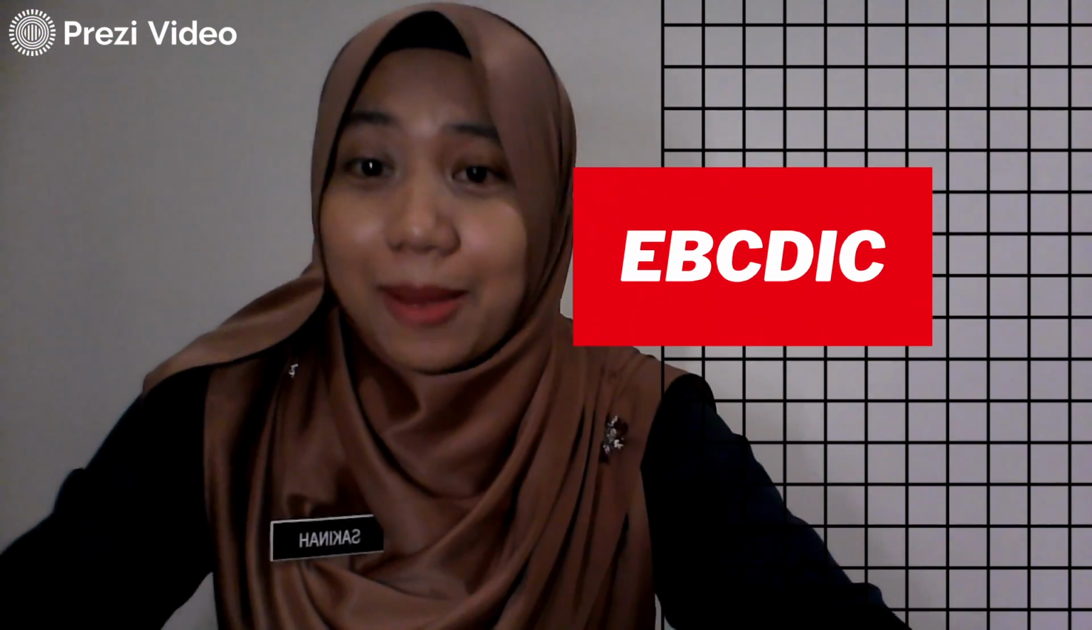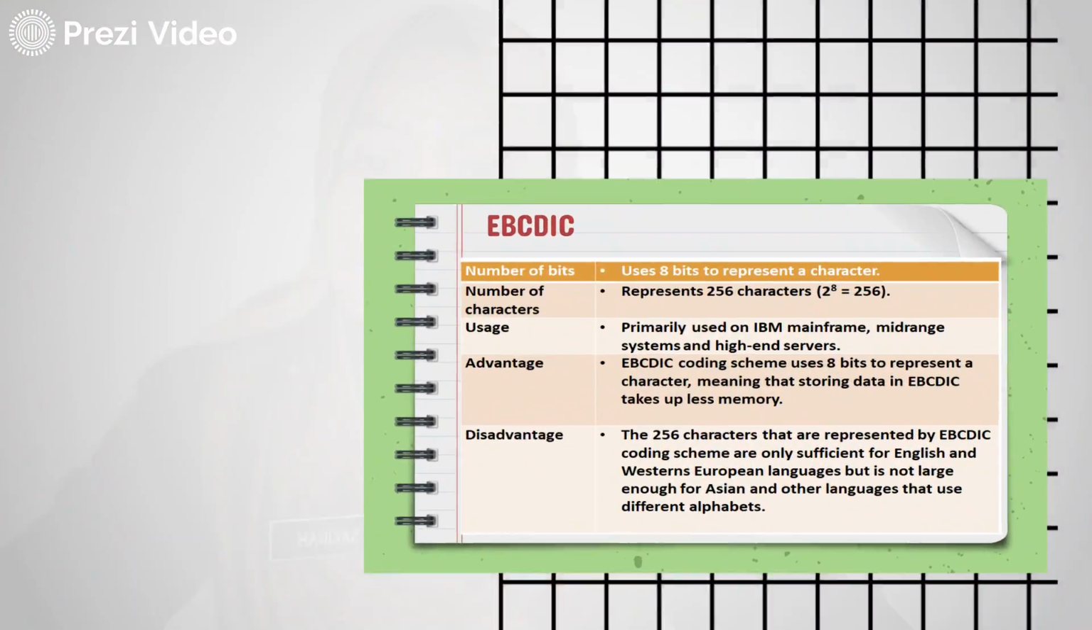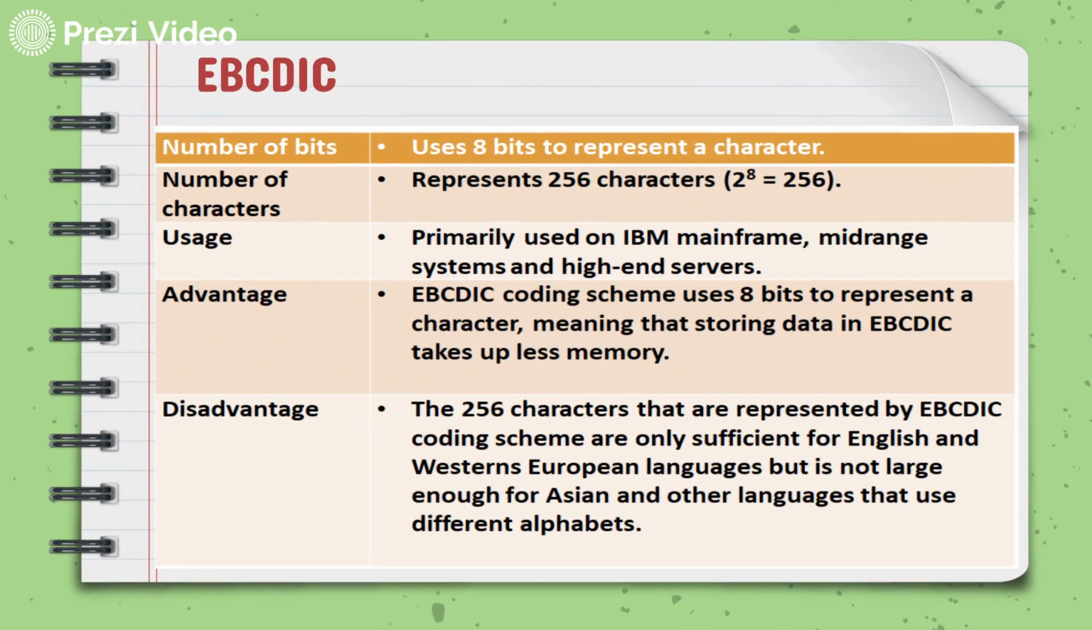Now let's see EBCDIC. The properties of EBCDIC are almost similar to ASCII. The number of bits to represent a character is 8 bits, so the total number of characters it can represent is 256, but it is mainly used in IBM mainframes, mid-range systems, and high-end servers. If you don't know what IBM is, you can go and Google. It's a well-known technology company.